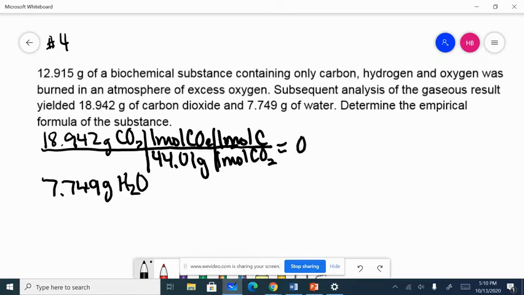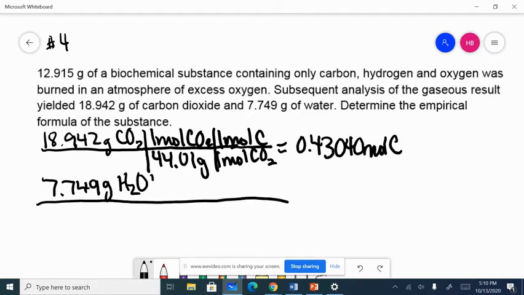From this, I get that I have 0.43040 moles of carbon. Now, this is one of the cases where we actually need grams of carbon. So you can keep going and get to grams of carbon, or you can just calculate afterwards by multiplying by the molar mass, and I get 5.1691 grams of carbon.